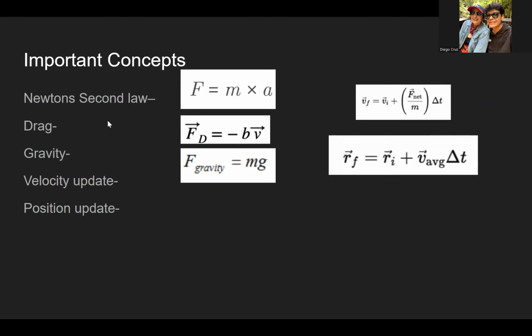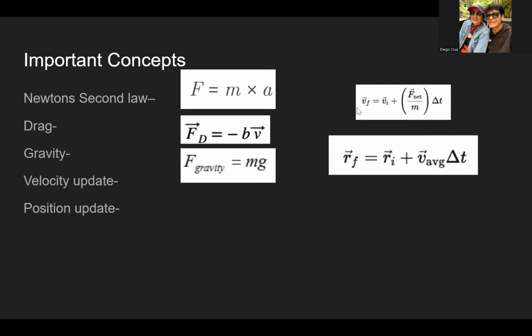So we have Newton's second law, which is force equals mass times acceleration. Drag force, which is negative b v, where b is a constant and v is a velocity vector. Gravity, which is force equals mass times gravity, the gravity acceleration. And then the velocity update formula is vf is equal to vi plus f net over m delta t.